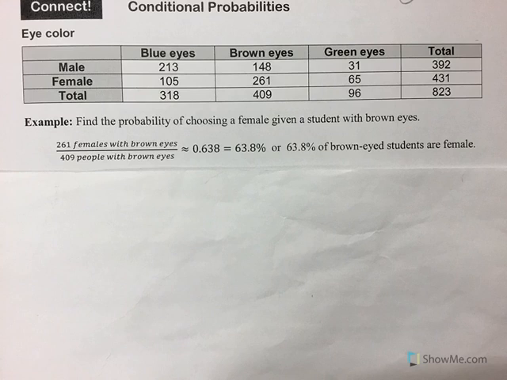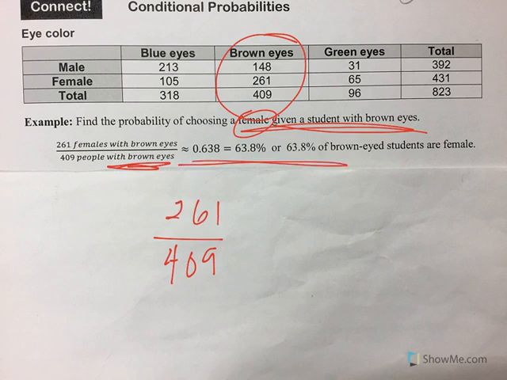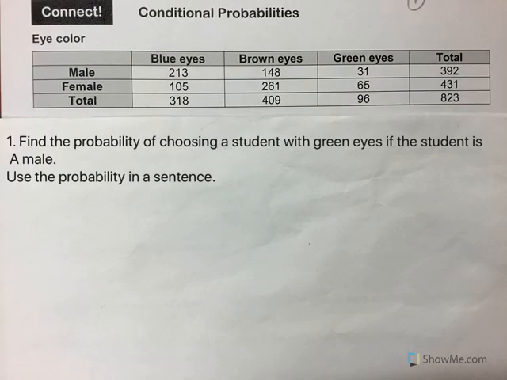Conditional probabilities. Remember, conditional probabilities means you're not dealing with necessarily the entire data set. You're only dealing with certain ones. So in this example, find the probability of choosing a female given the student has brown eyes. So you're looking at all the brown eyes on the bottom. There's your 409. And out of those brown eyes, how many of them are female? Because that's what we want. We want the female. So there's your 261, which gives you the 63.8%.